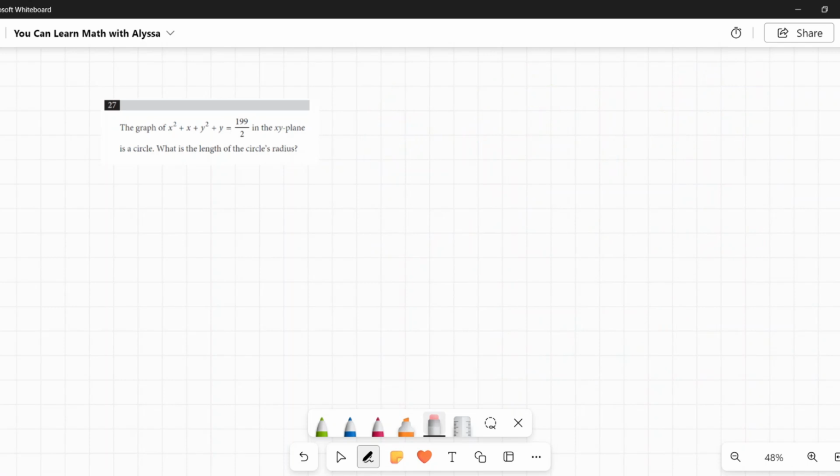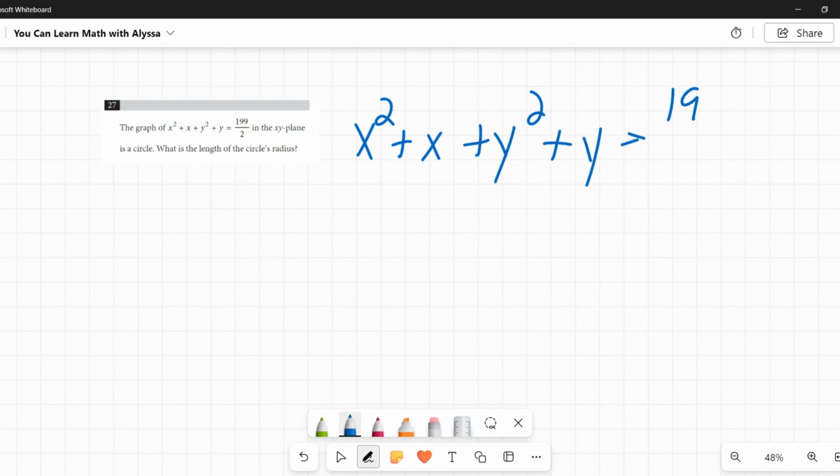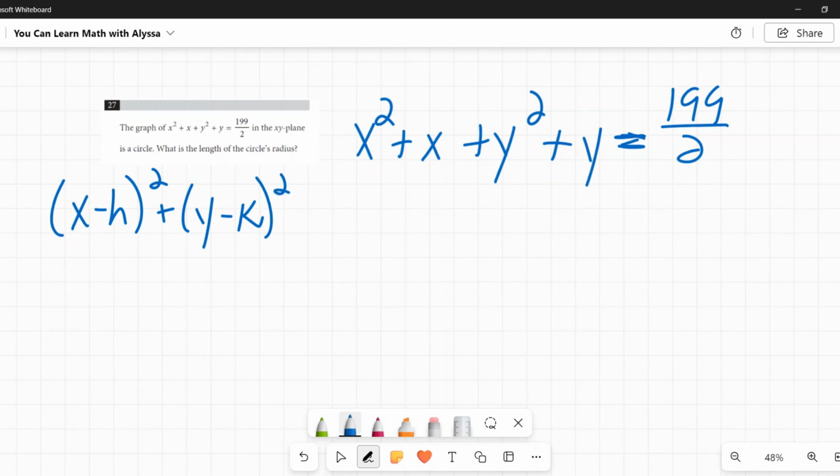something that looks like what they just gave us, which is x squared plus x plus y squared plus y equals 199 halves, and they want it to be the formula of a circle, they need you to get it into that (x minus h) squared plus (y minus k) squared equals r squared. It needs to be in that format. So you need to turn each of these into perfect squares. So this is going to be completing the square.